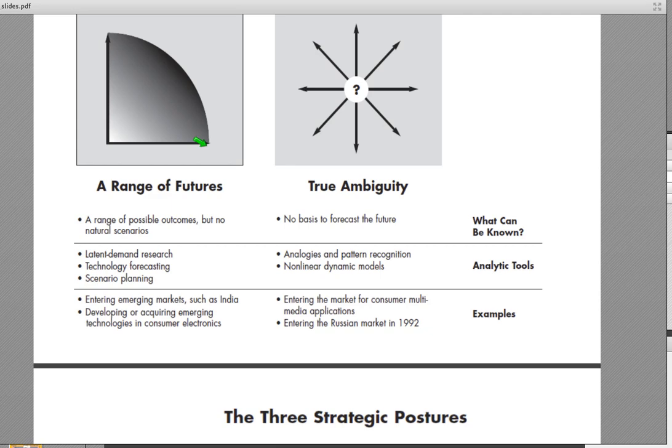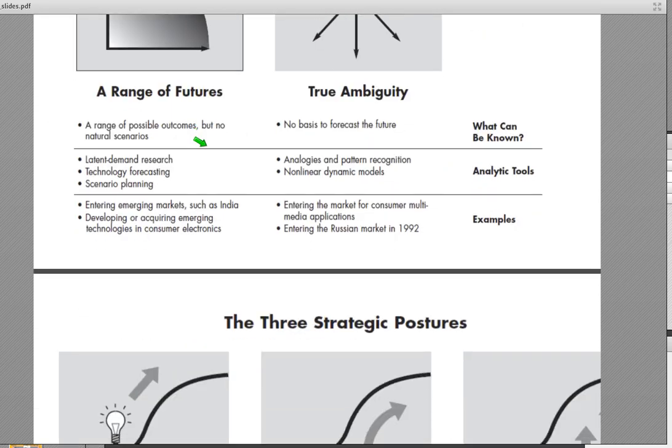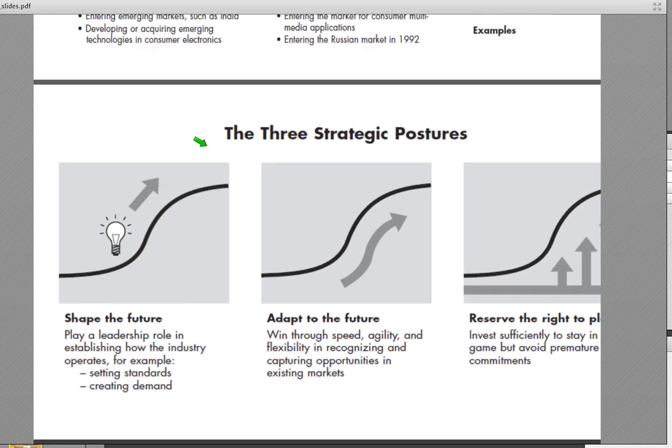And so then we could carefully enter that market, maybe with low risk ideas, or consider something like the Russian market in 1992 when the wall came down and the Soviet Union disappeared. Nobody had any kind of historical basis to decide what the future of Russia might hold, and yet there were clearly opportunities for investment, but which came with high risk. And so how you navigate through that kind of true ambiguity takes on a different characteristic than these other three levels that do support some kind of analysis.